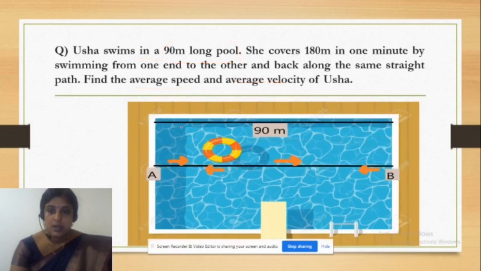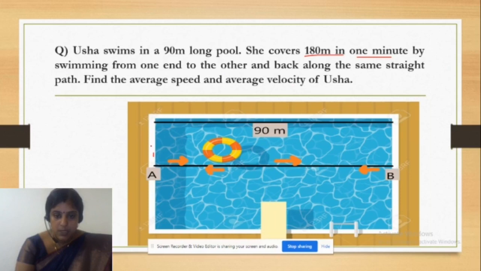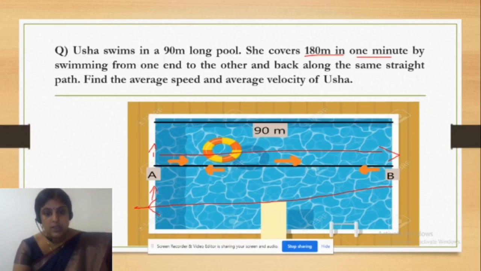Is that clear, students? The second statement says that Usha covers 180 meter in 1 minute, right? How? By swimming from one end to the other and back along the same straight path. Suppose Usha starts from point A, swims to point B, and from point B she swims back to point A. So the total distance covered by Usha is how much? 180 meters. It is given in the question.